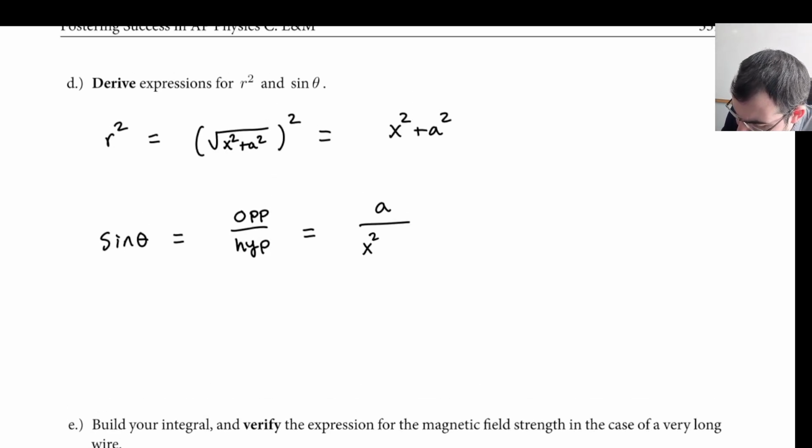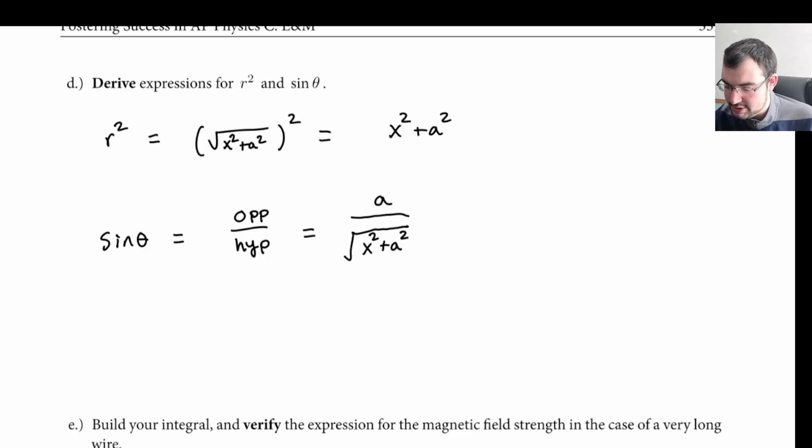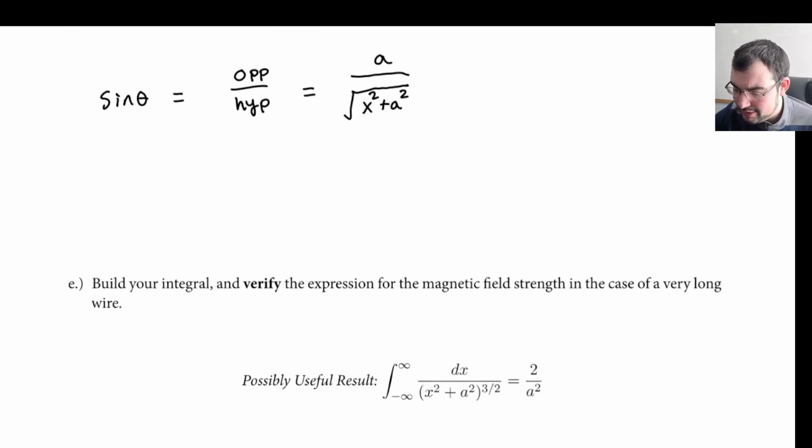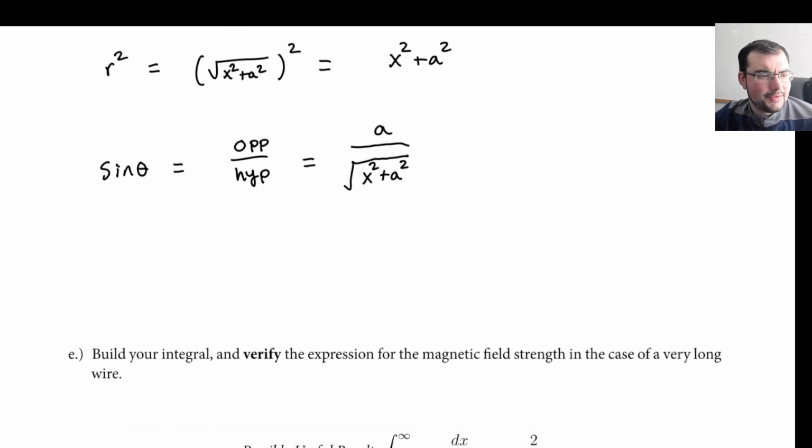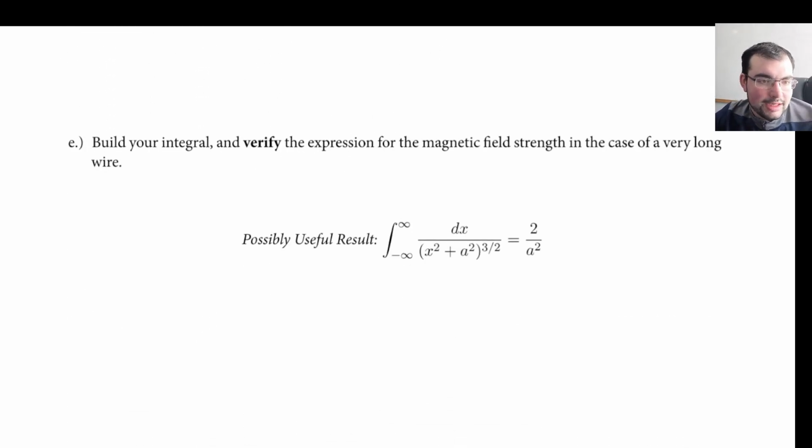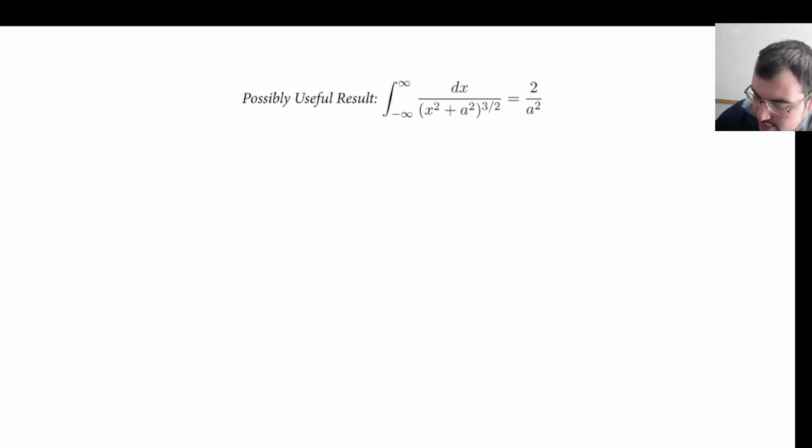So hopefully we're starting to see that this is going to work out very similar to our case of the electric field from a line of charge, because we're going to get a very similar thing happening. Because that one had an r squared and a sine theta, but for a different reason. So we're going to build our integral and verify we get the expected result in a long wire case.